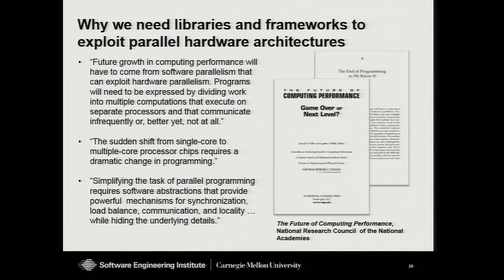We're not the only ones who say this. Another National Research Council report came out and talks about the future growth in computing performance will have to come from software parallelism that exploits hardware parallelism. We have to be able to bring libraries and things to developers so that they can take advantage of this new kind of hardware architecture. Simplifying the task of parallel programming requires software abstractions that provide powerful mechanisms to hide the underlying details. It's very important that developers can use high-level libraries and frameworks to do their work.